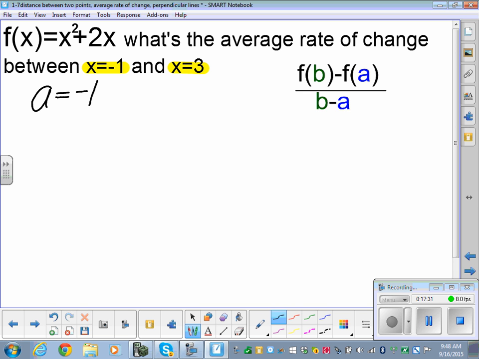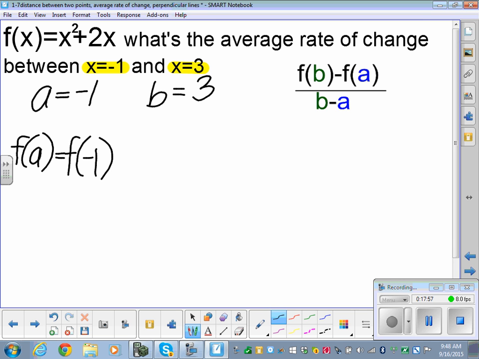Questions? B is your not smallest value, so B is 3. So this is on an interval from -1 to +3. Now we need to go through and find f of A. Well, guys, that just means what's your function at A? Well, A is -1. Is everybody following me? So this is asking us what's our function at -1? F of A means f of -1.